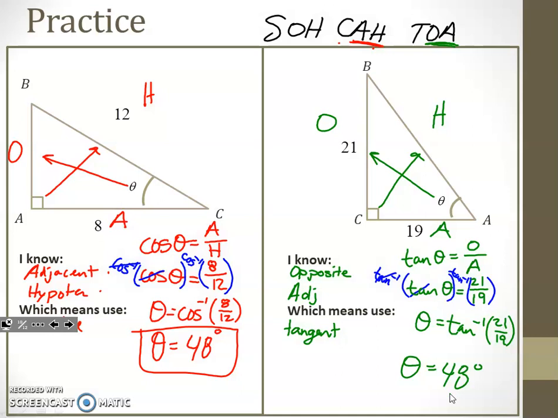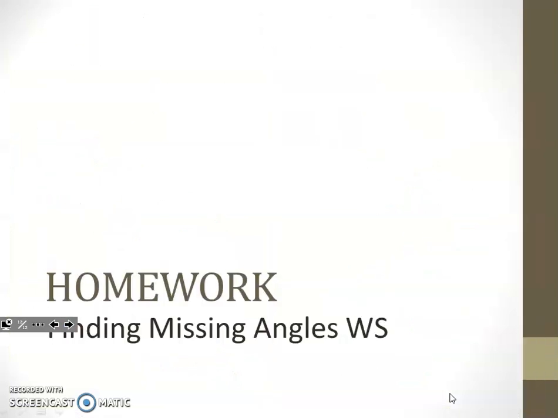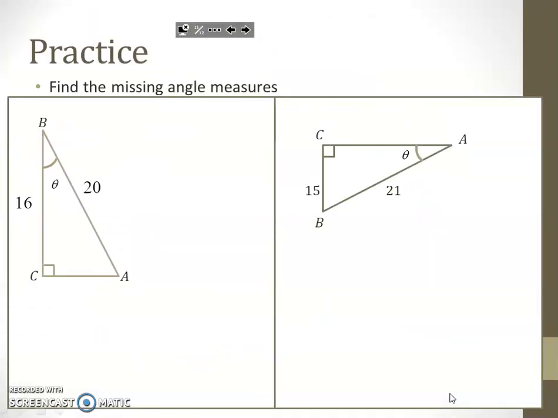Okay, so we've done an example with sine, an example with cosine, and an example with tangent. You should have an example for each of them. The next thing that I want you to do is, on this next page, we've got two triangles. I want you to pause the video and try to do these two on your own, and then I'll go over how to do these two so you will have them.